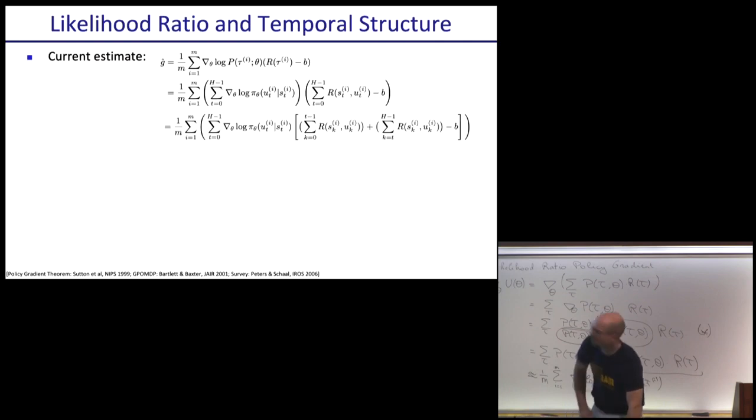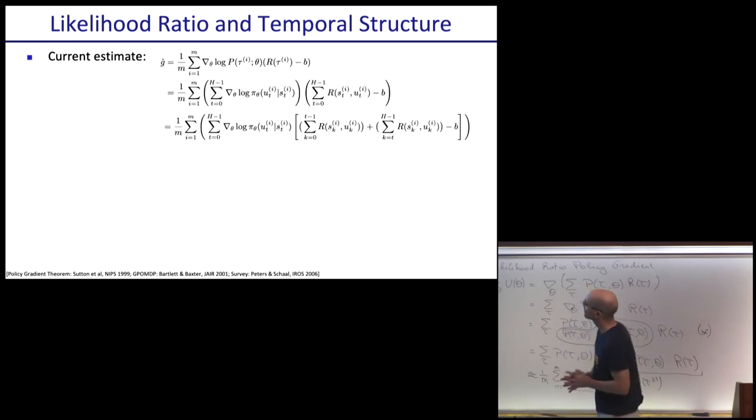Well, let's look at the temporal structure. The grad log probability is shown at the top for trajectories. The second line is really what we have now, but let's break it up. If you look at that second line and go to the third line, I broke it up into terms that happen before the current time slice and terms that happen from the current time slice onwards.